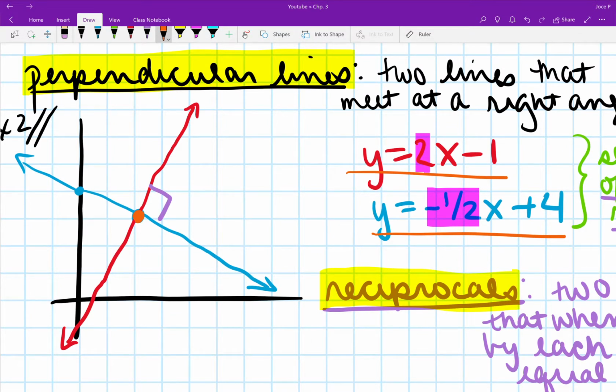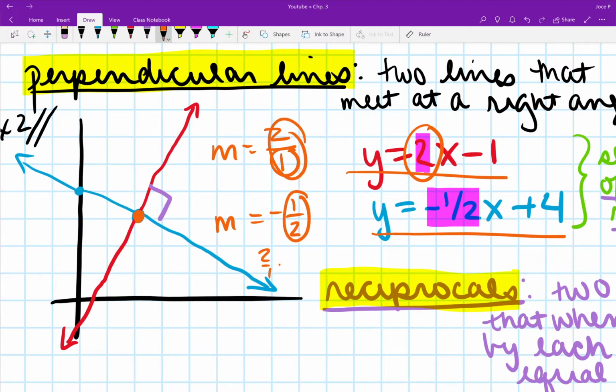Y equals 2x minus 1, and y equals negative 1/2 x plus 4. So the m of this one is 2 over 1, secret 1 again. Now we have m for this one equals negative 1/2. So these are reciprocals, well, this and this, excluding the negative. 2 over 1 times 1/2 does indeed equal 1. But one of them has to be the negative of the other. And it doesn't really make a difference for perpendicular lines if their b's are the same or different, because in fact, the point at which they intersect may indeed be their b, which is a-okay.